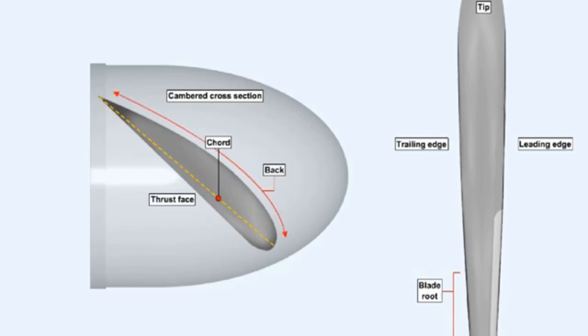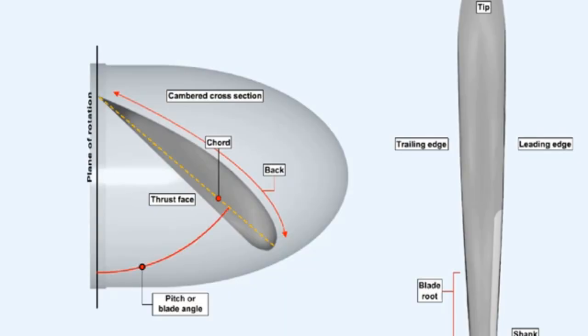The cambered side of the blade is called the back, while the undercambered side is termed the thrust face. Where the section of the blade becomes round at the root area is termed the blade shank, while the base of the blade is called the blade butt.